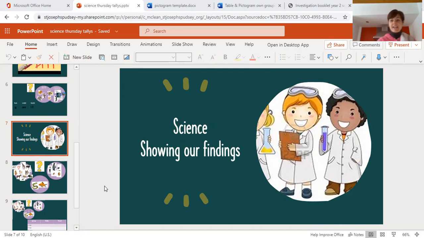It's Friday and it's our last lesson on our science that we've been doing this week, all about exploring how we group lots of different animals. And today we're going to be focusing on showing what you found. So showing what you found in your groups of animals, how you group them, and what you found, how many animals were in each group, which group had the fewest, which group had the most animals in it.